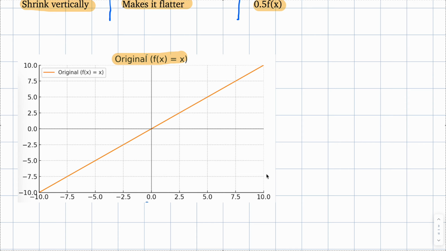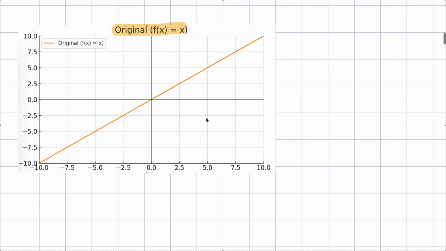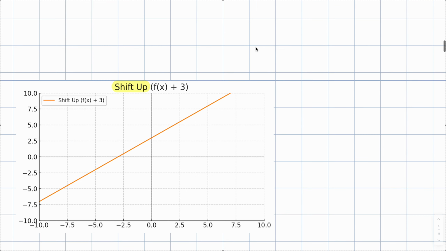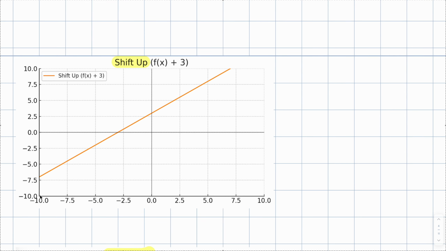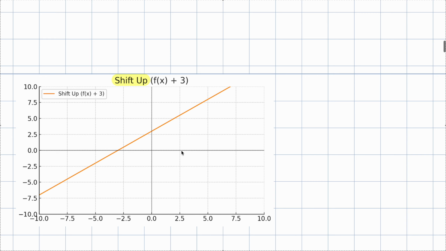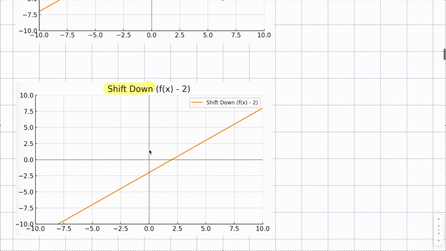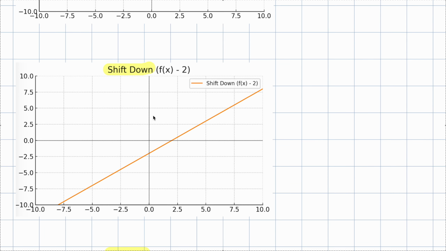So let's take a look at some graphs. Here's the original function, just y equals x. We're shifting it up by 3. We see our y-intercept shifted up by 3 points. And if we're shifting it down, it's shifted down by 2 points.